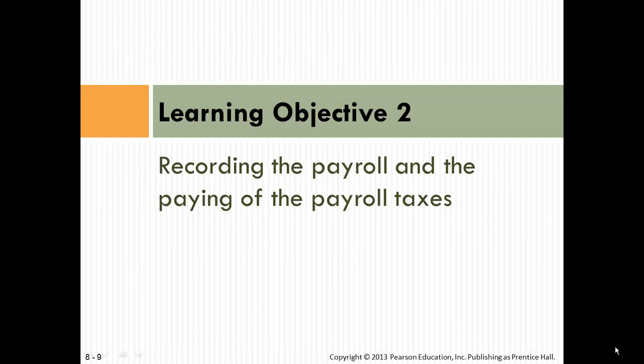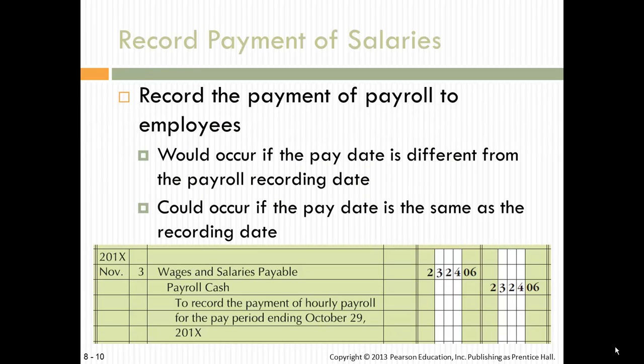Now let's talk about recording the payroll and the paying of the payroll taxes. We record the payment of payroll to the employees. It's wage payable and then cash. So here's when you actually make the payment. There is a timing difference between when you calculate payroll and when you actually pay payroll. Depends on how you're doing it, but you always put the amount into the payable, then release the payable against cash.